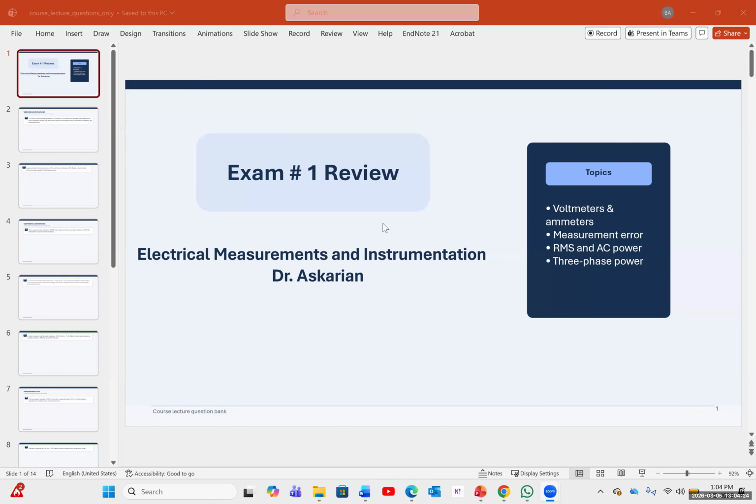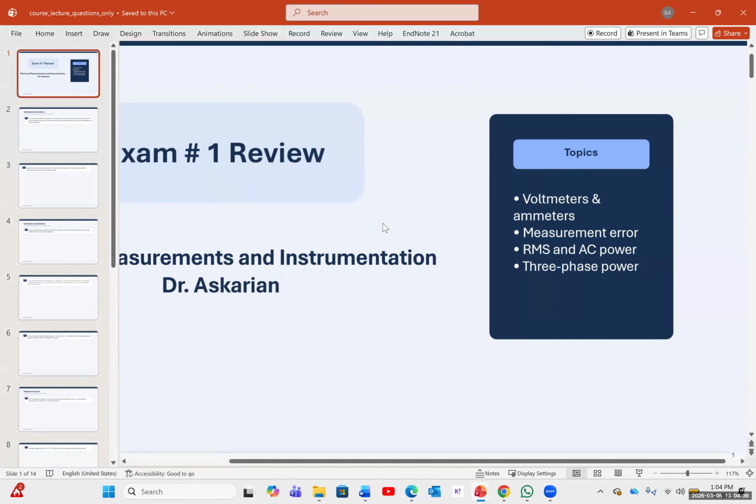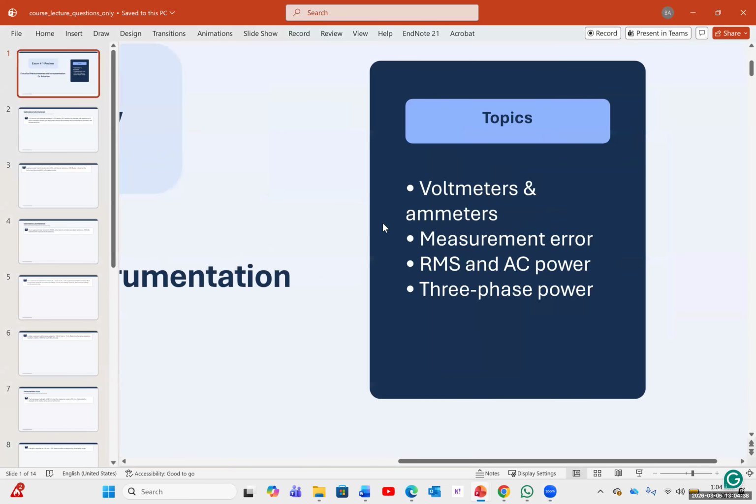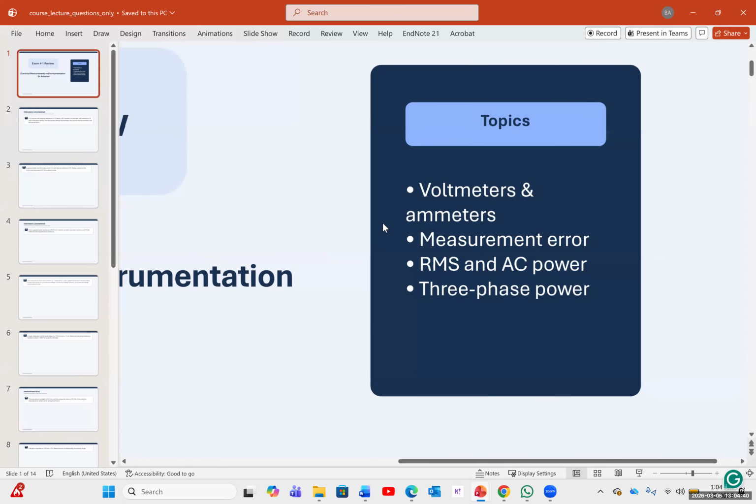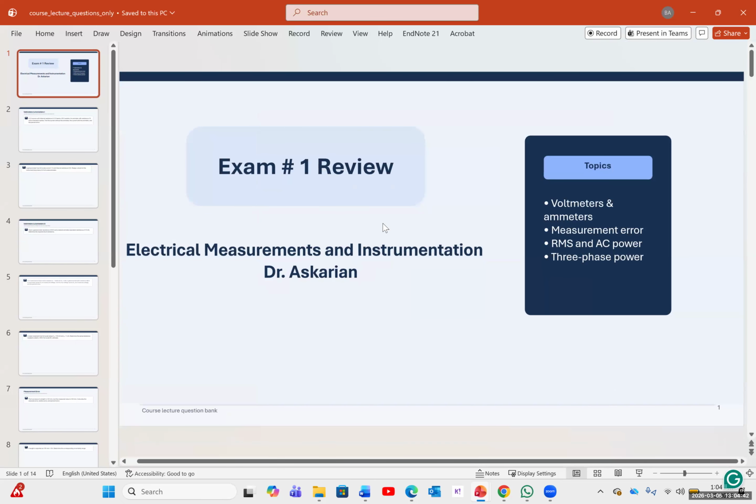Before I start, I just want to let you know about the topics in the exam. It's going to be the measurement errors, RMS and the AC power, three-phase power, and also voltmeter and ammeters. These are the topics that we are going to cover in the upcoming exam. Okay, so let's start with the first question.